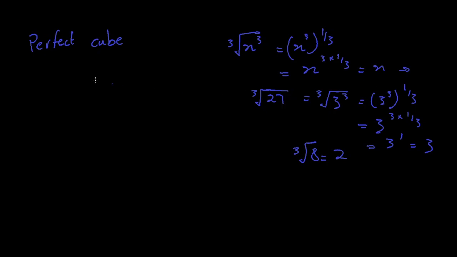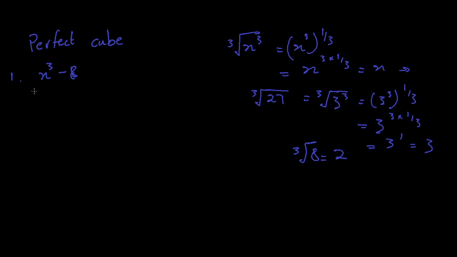Okay, now let me do a quick example to show you what I mean. So here I'm going to have x cubed minus 8. Remember, with the perfect square, I said one of the conditions was that one of the terms has to be negative. Well, in this case, that's not necessary. Both terms can be negative, both terms can be positive. I'm going to show you an example with an all positive cube root.